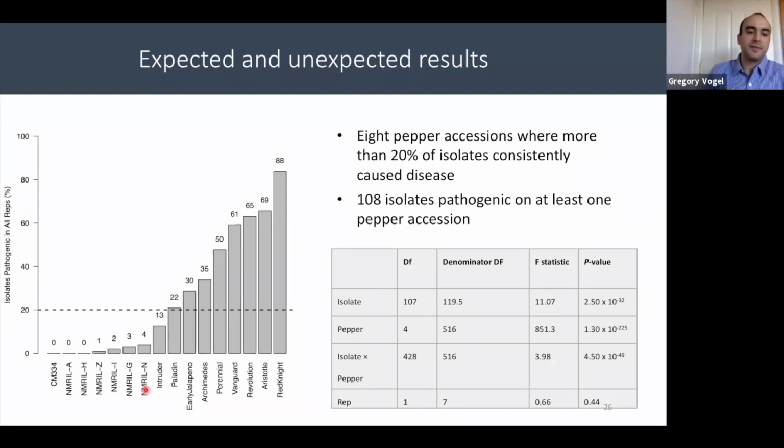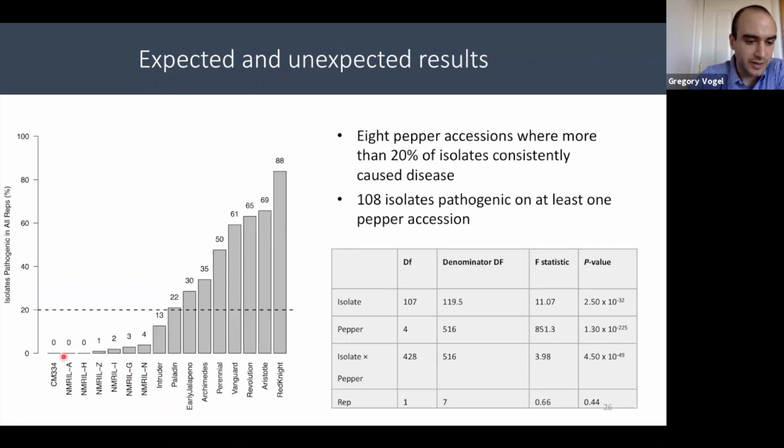So what we found after about a year of phenotyping was a little surprising in some ways and unexpected in others. So Red Knight, the susceptible bell pepper, we were not surprised to see that most of the isolates in our culture collection were able to cause disease on Red Knight. It was surprising, though, that Perennial, which has been described as a source of resistance to Phytophthora capsici, really was susceptible to around half of the isolates in this collection. Early Jalapeno is supposed to be susceptible, as far as I know from the literature, or have a low level of resistance, but it was more comparable in terms of the number of isolates that could cause disease on it to some of the resistant bell peppers like Paladin and Archimedes.